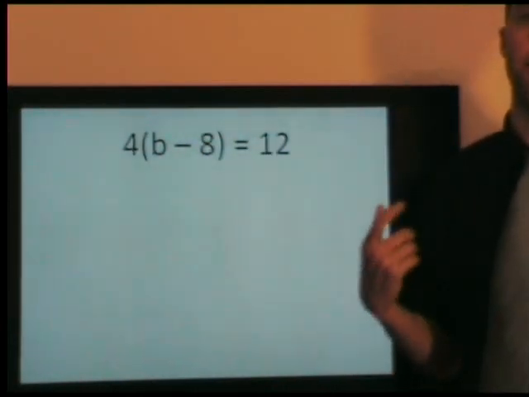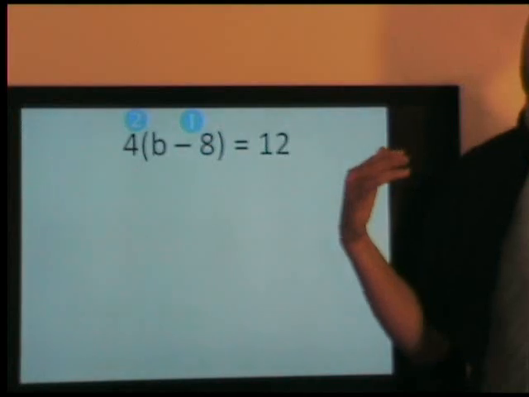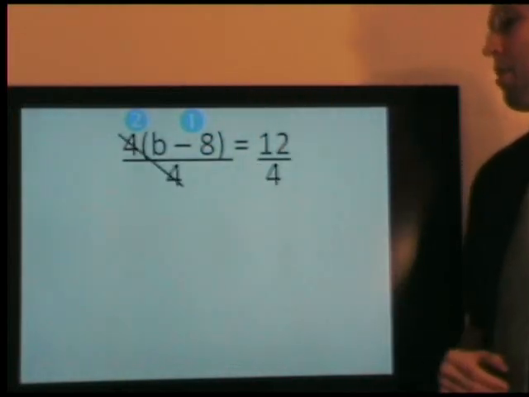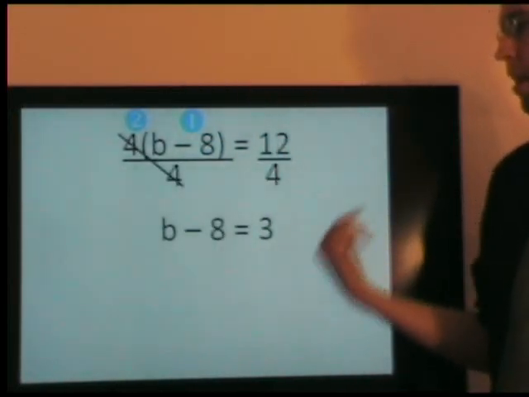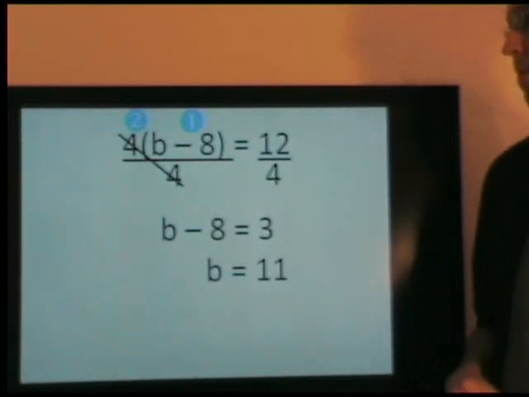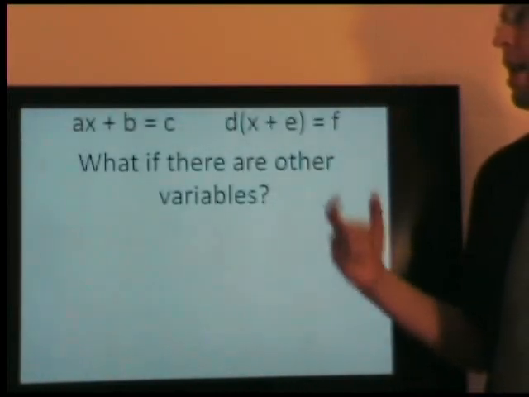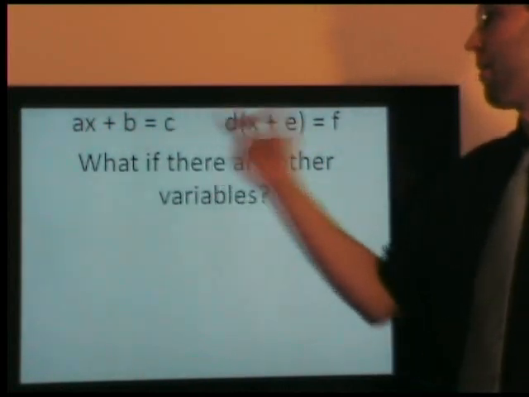What's happening last here to b? Times 4. So we divide by 4 on both sides first. Bring it down. +8, +8. And our answer. Okay. Now, what if we have an equation with other variables?